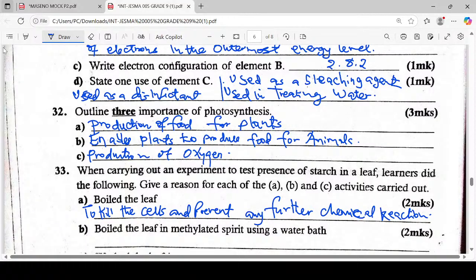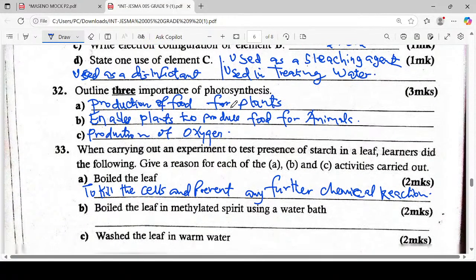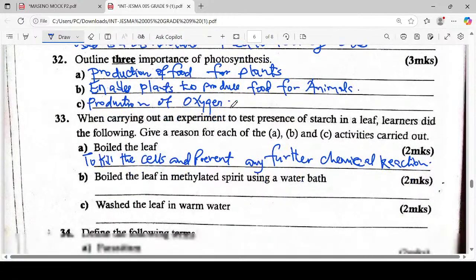Let's look at the next part. Boil the leaf in methylated spirit using a water bath. Why did they use a water bath during boiling? Boil the leaf in methylated spirit. This is basically, dear learners, to discolor the leaf.